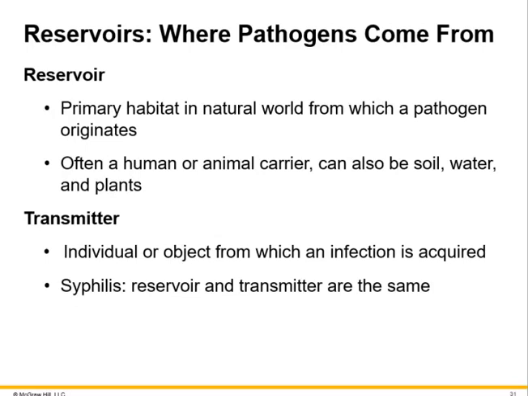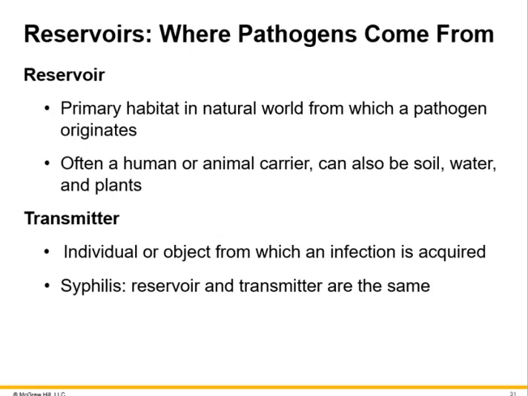So reservoirs can be humans, right? We could be a reservoir for a particular pathogen. It could be other animals, or it could be an environmental source, such as soil or water, that can serve as the reservoir for a particular pathogen. All right, so basically they serve as the source from which infections are transmitted to susceptible individuals.